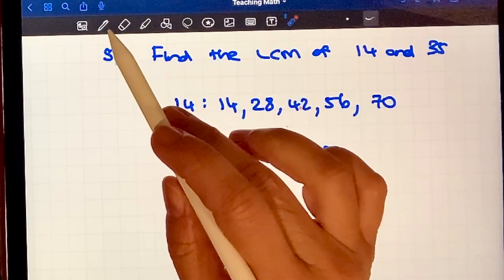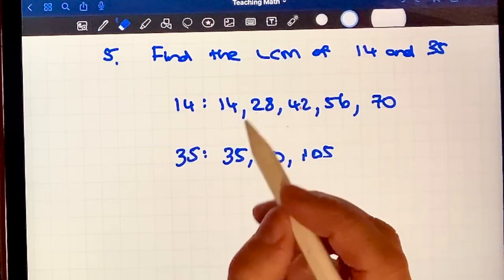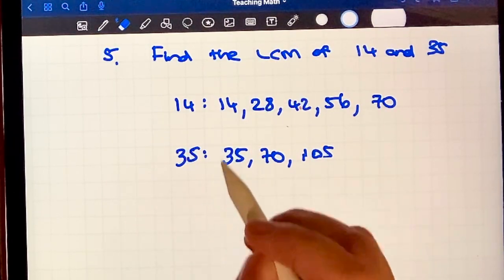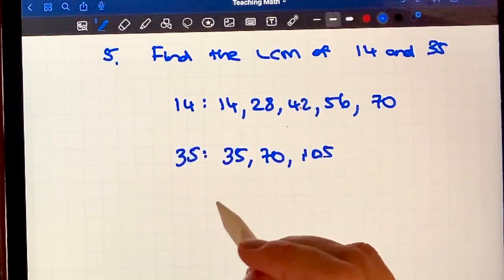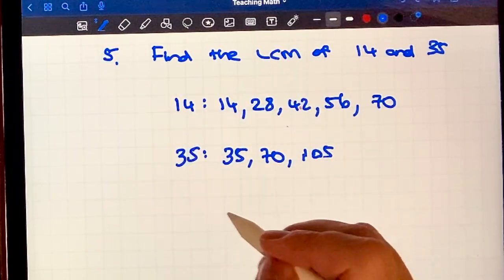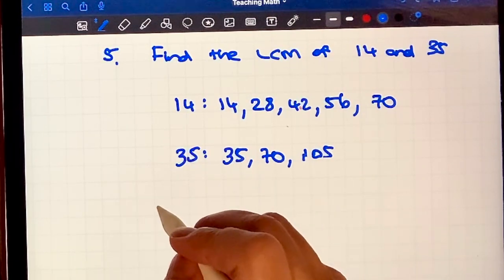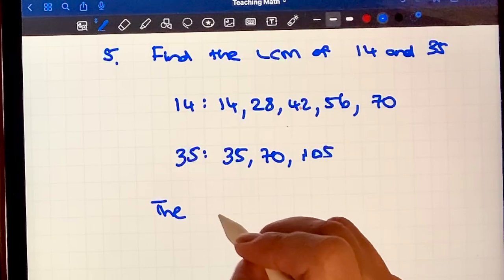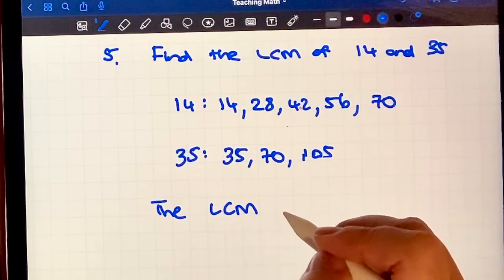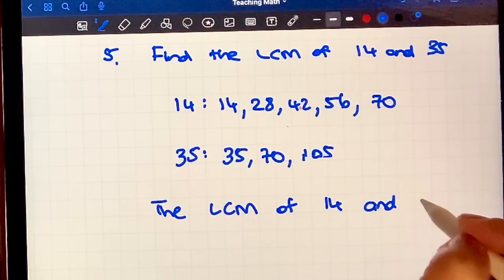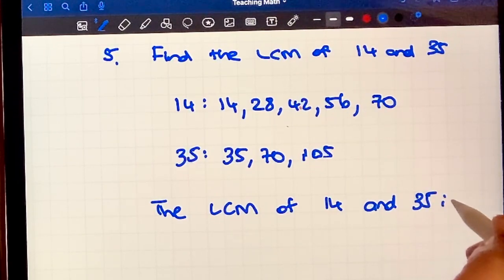So I'm going to write the answer, and you'll notice that in every example I always make a point of writing the answer very clearly at the end. So the lowest common multiple of 14 and 35 is 70.